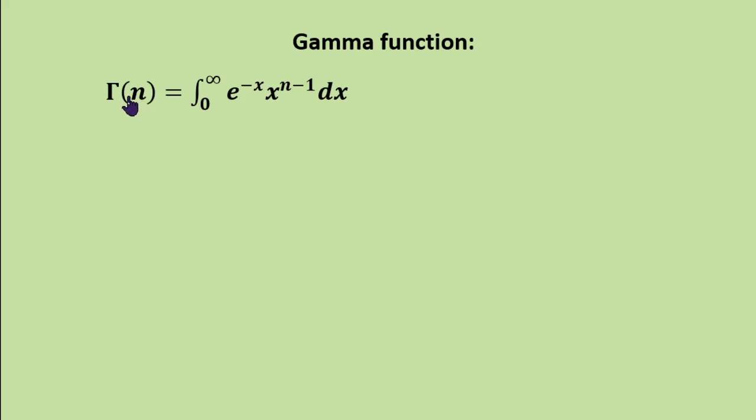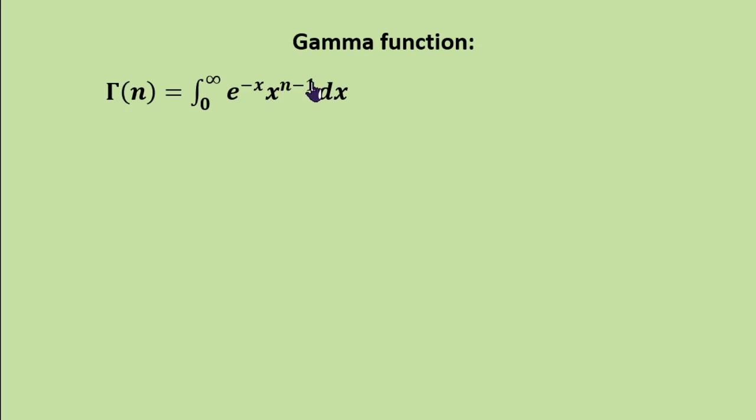If n is a complex number, then if the real part is positive, you can apply this rule or formula. So gamma(n) is integral 0 to infinity e^(-x) x^(n-1) dx. Suppose x is y square, e power minus y square.